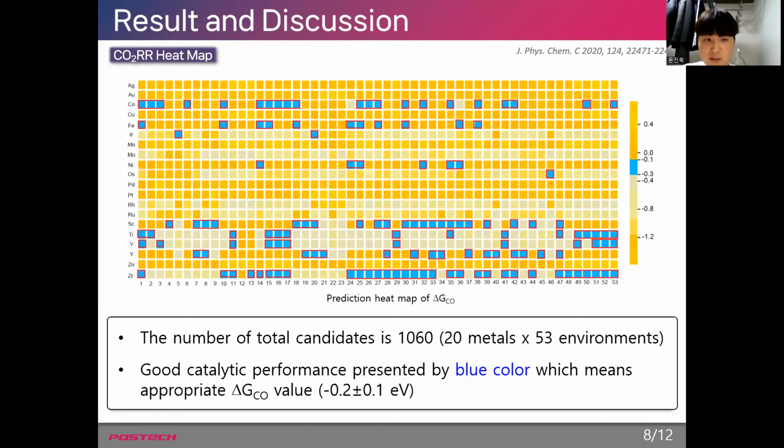By using ML after feature selection, we investigate the performance of 10,060 catalyst candidates. Through previous studies, it can be seen that a delta GCO value of minus 0.3 to minus 0.1 electron volt is the most appropriate. It can be predicted that the catalysts corresponding to the part shaded in blue in the figure above will have good performance for CO2RR.